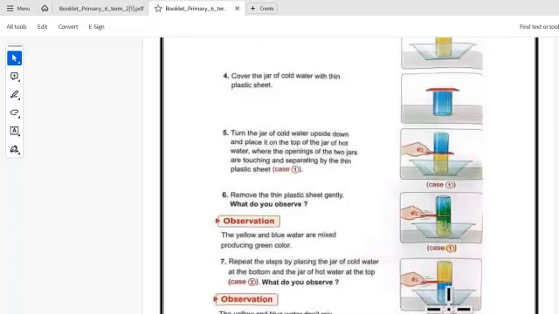Repeat the steps by placing the jar of cold water at the bottom and the jar of hot water at the top, like case number 2. Observation: the yellow and blue water don't mix.